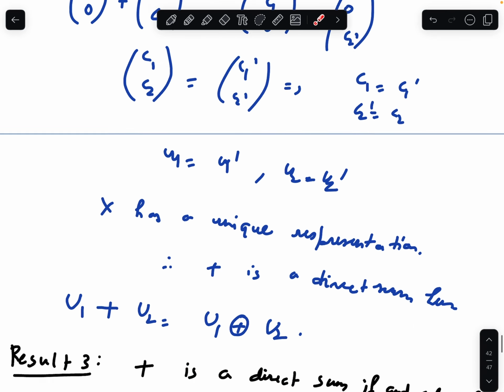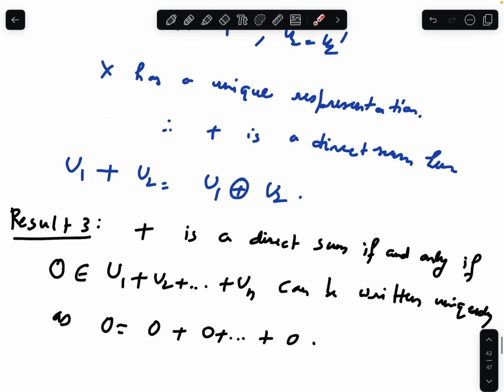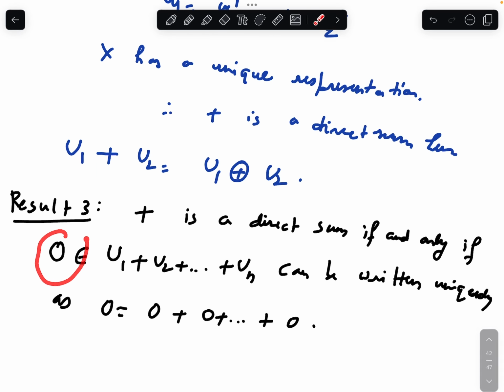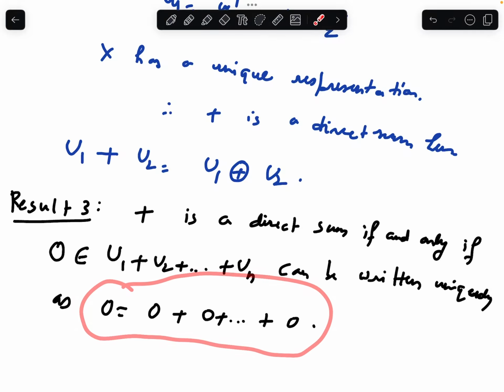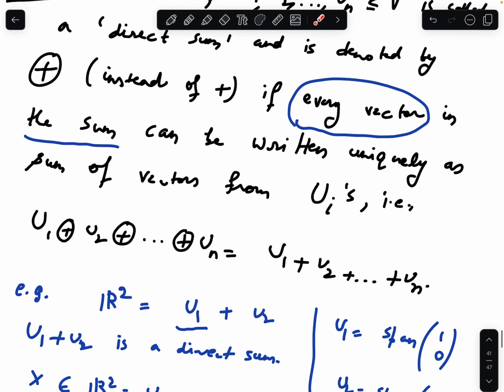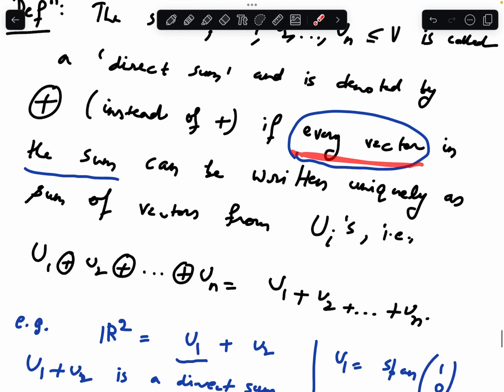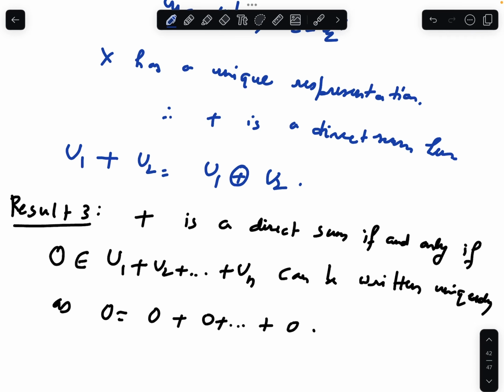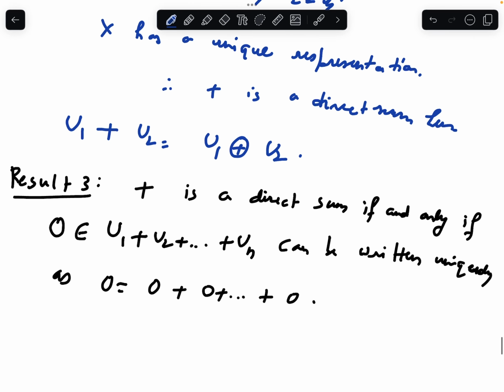Now, this result is saving us a lot of computations because it's telling us that you need to check for only 0 and not for every vector. Only check if 0 can be written uniquely like this. Then that sum is a direct sum. So you don't have to check for every vector, just 0. This is what this result is telling us. So let's see how to prove this. The proof is really, really easy.